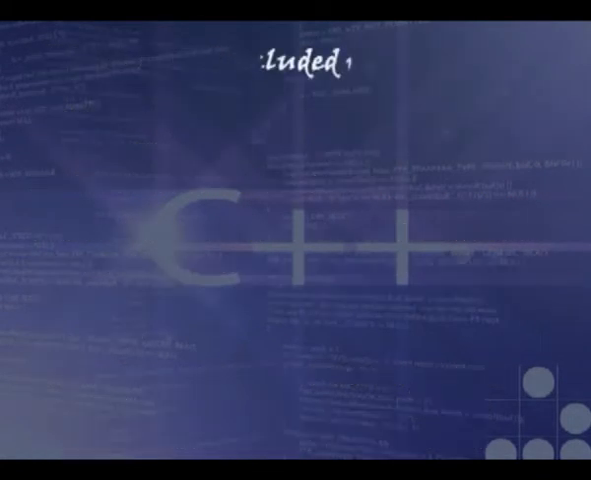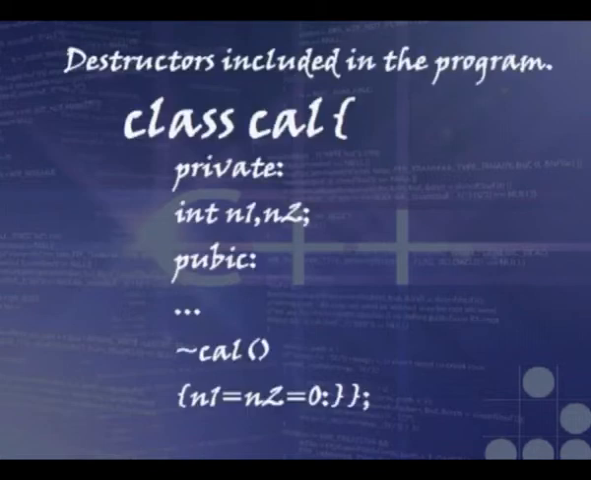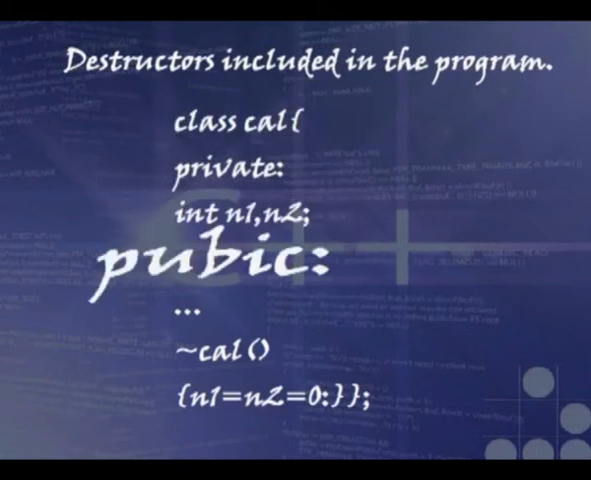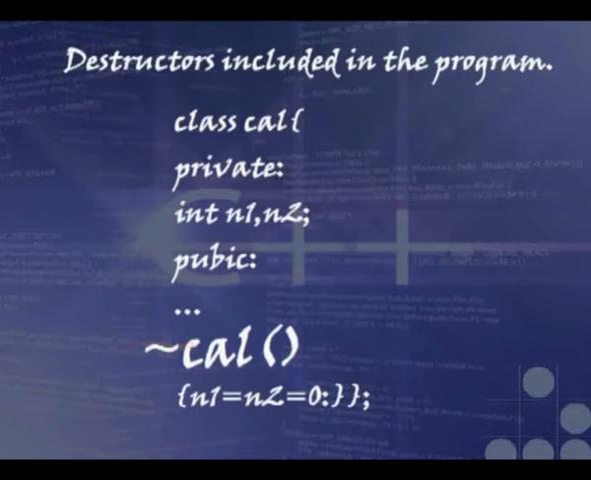Now, we will see how these destructors are included in the program. You have a class called CAL. You are opening the body of the class. You have two private integer data members N1 and N2. You have the public keyword, and you have some functions. I have just mentioned it using these dots. This is just a skeletal view, and here you have the destructor declaration.